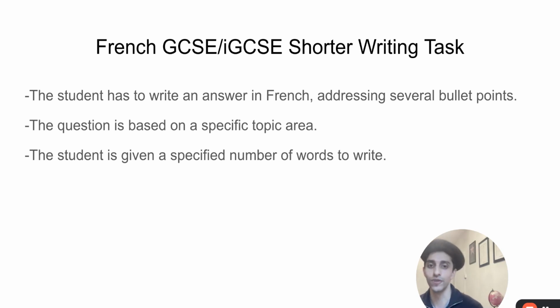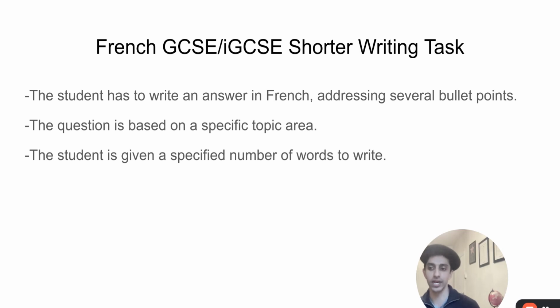Okay, so moving on to the shorter writing task specifically. So the French GCSE or iGCSE shorter writing task is, of course, a task that has to be answered in French. So as a student, you'd have to write an answer in French, of course, and you'd have to address several bullet points. Now, the number of bullet points that you have to address really does vary depending on your exam board. It could be, say, just 2 bullet points. It could go up to about 5 bullet points at most, I believe.